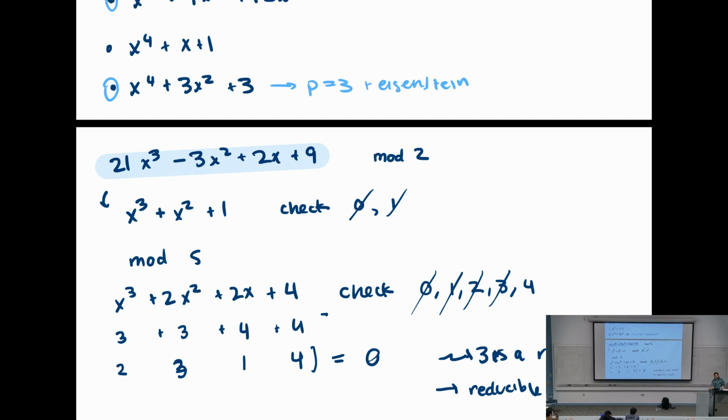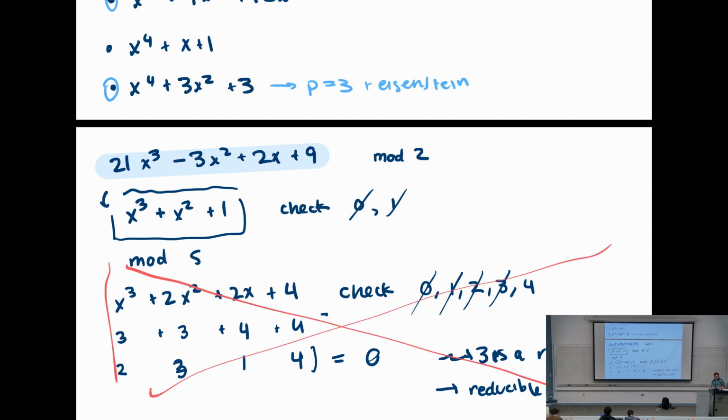So mod 2, we saw that it had no roots, which means that it's irreducible. So we should have already been able to conclude that the polynomial was irreducible, right? Okay, so this whole thing was unnecessary. Do you guys agree with me?